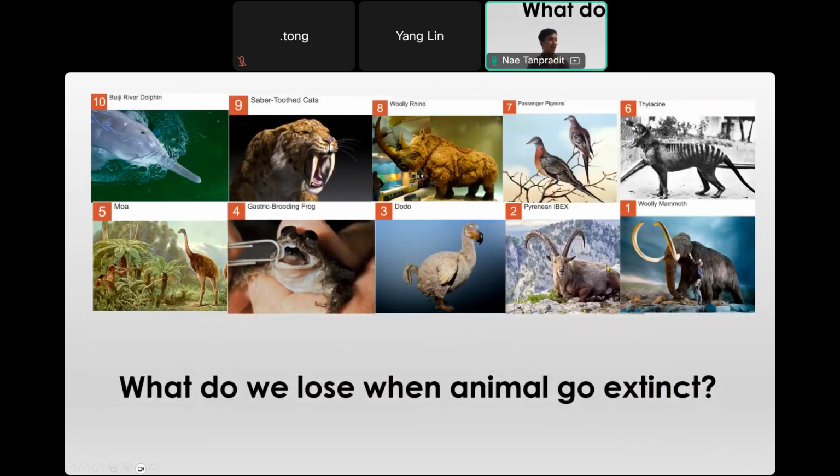Okay, and we're talking about extinctions. Many of the animals are now extinct, and this is like the famous extinct species. Have you ever heard of any of them? The river dolphin, we talked about that. Have you ever heard about the dodo or moa?